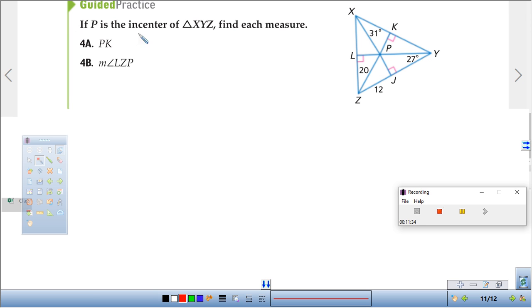Okay. Well, incenter, guys. Incenter is going to be right here where we have angle bisectors. So regarding that one, this is also 27. Make sure you know that this is also 31. I know this distance here is equal to this distance here, which is equal to this distance here. Okay, so that's the incenter, and it gives me that idea. So let's come out here. Where's PK? PK is right here to here.